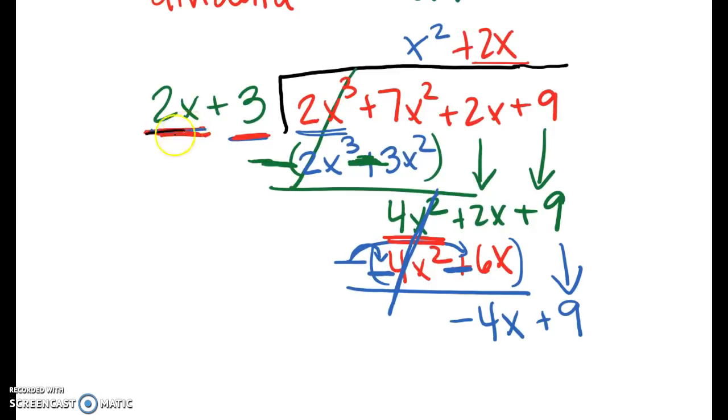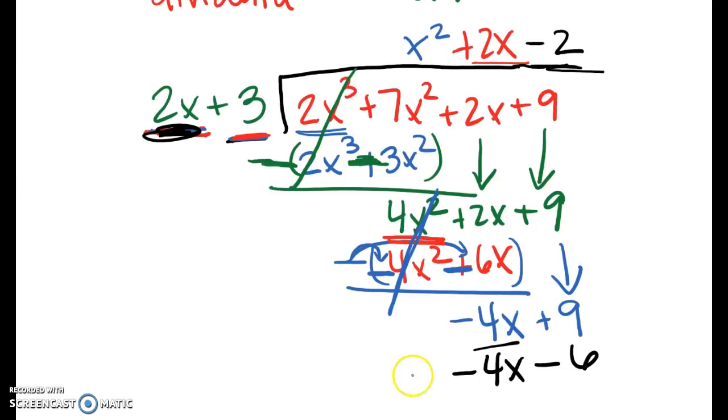Continuing with the same pattern, I ask myself, well, what do I have to multiply 2x by to get a negative 4x? If I multiply 2x by a negative 2, I will get negative 4x. Negative 2 times 3 gives me a negative 6. Again, we need to distribute that negative. So if I distribute that negative, I'm going to get a positive and a positive. Negative 4x and positive 4x are going to cancel. And I have 9 plus 6, which is 15.